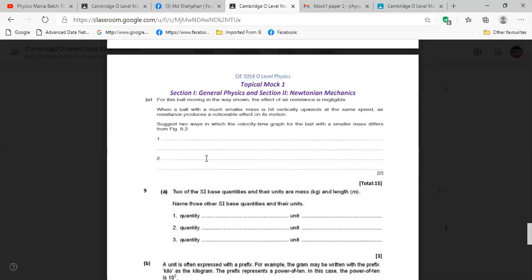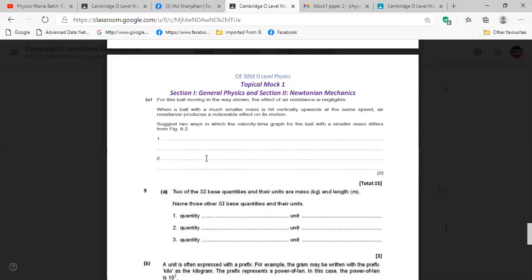But before in the graph they also didn't consider air resistance. Yes, but now they are mentioning clearly that air resistance produces a noticeable effect on its motion. So this part is giving us something special, an observation, right? Can you underline this part?